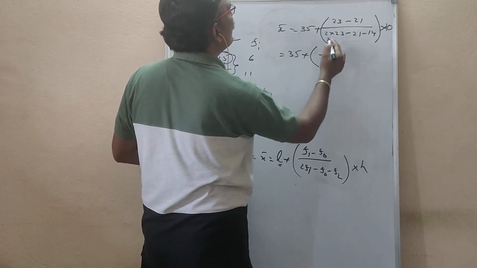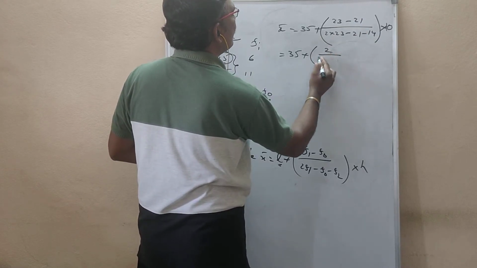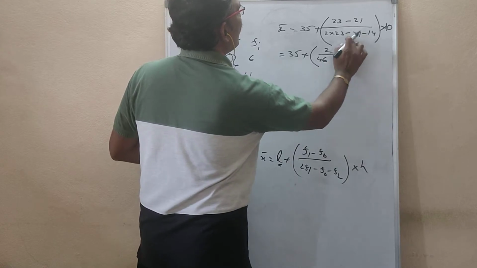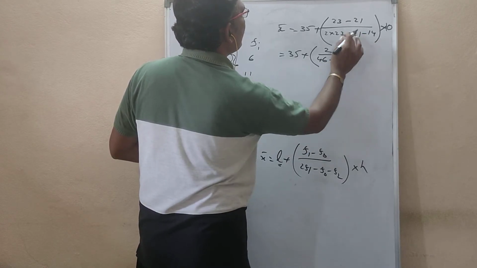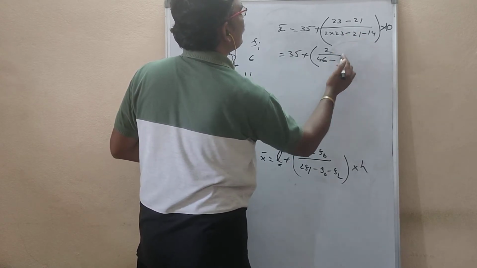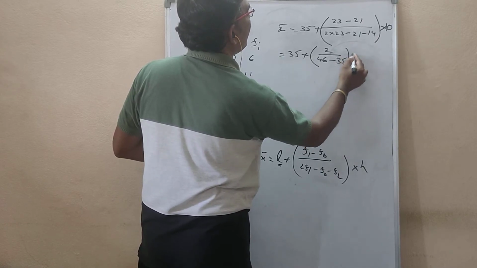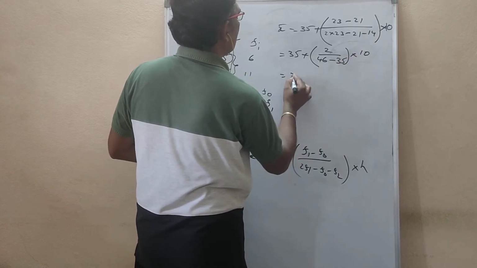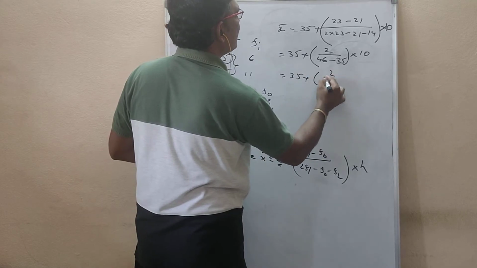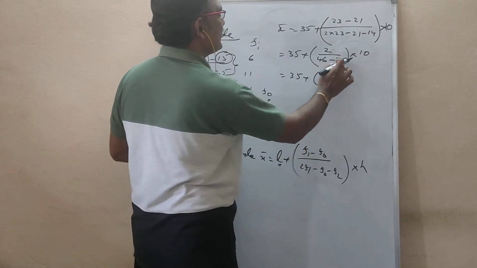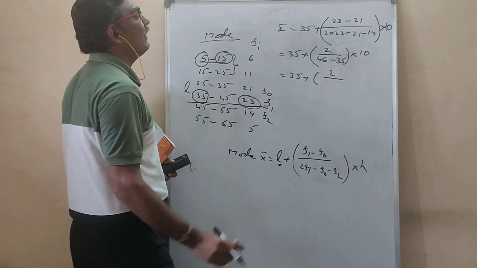2 times 23 is 46. Both are minus, so keeping the minus symbol, add these two. You are getting 35 into 10. So this 35 is written as it is, 2 as it is. From 46 you have to subtract 35.